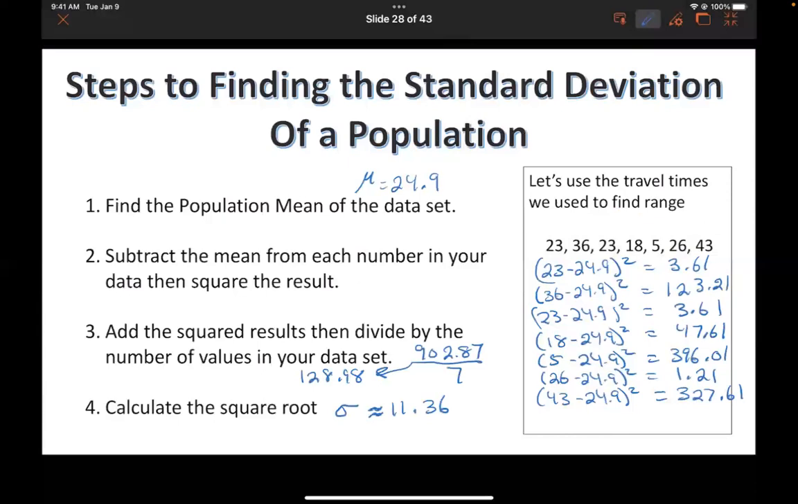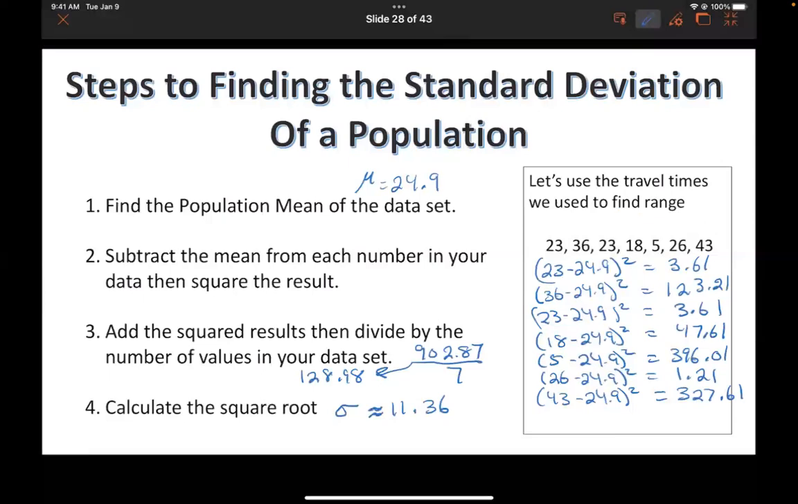So what this basically is telling me is that the average distance each of those values is from the mean is about 11.36. That's the average distance of each value from the mean. So that's what the standard deviation is basically telling us. We're going to be using it a lot. But right now that's enough of an explanation of what it is: the average distance things are from the mean.